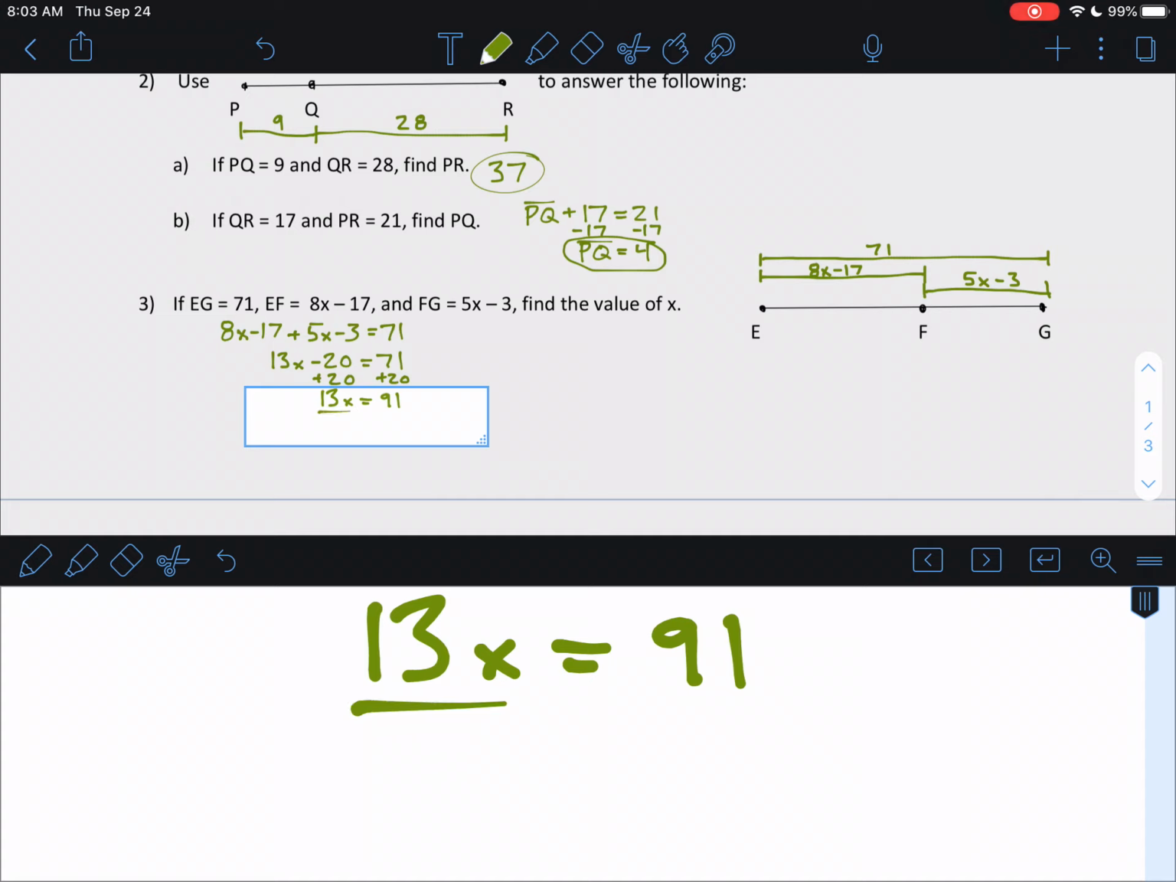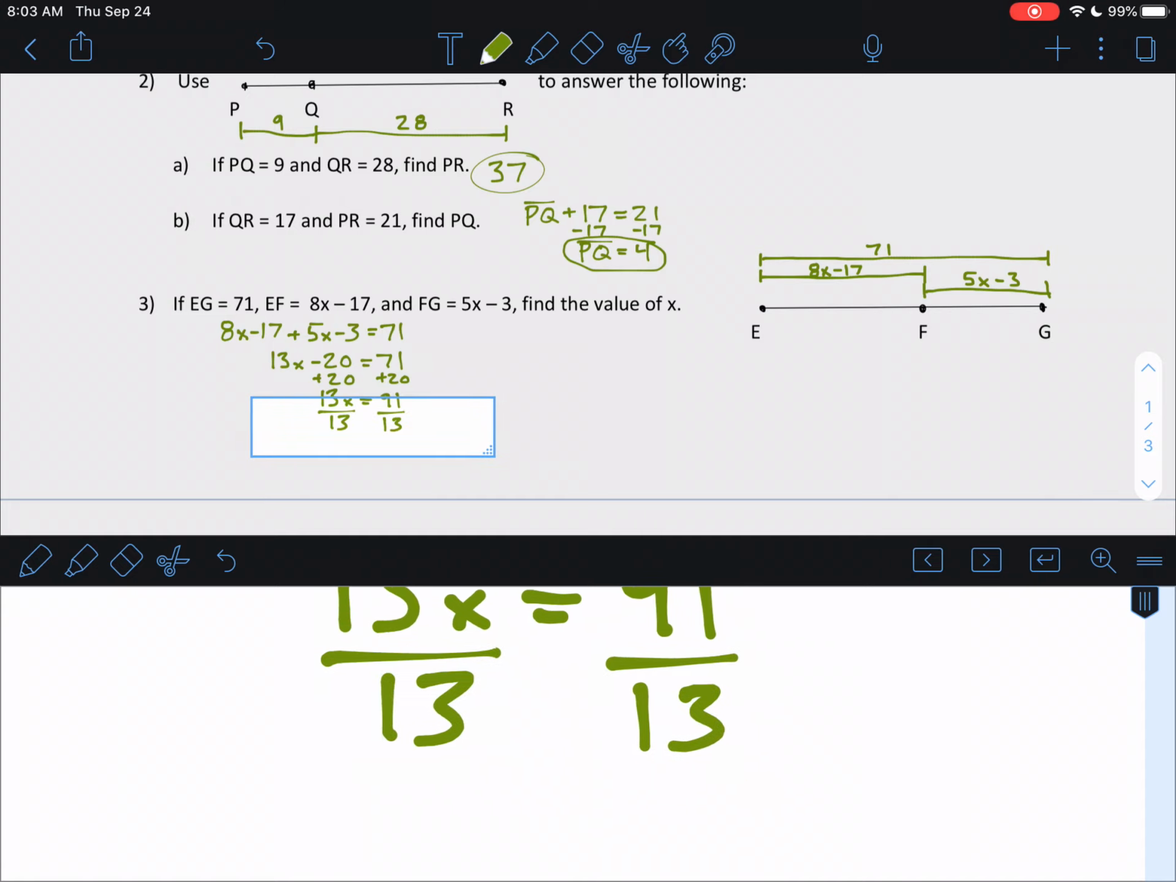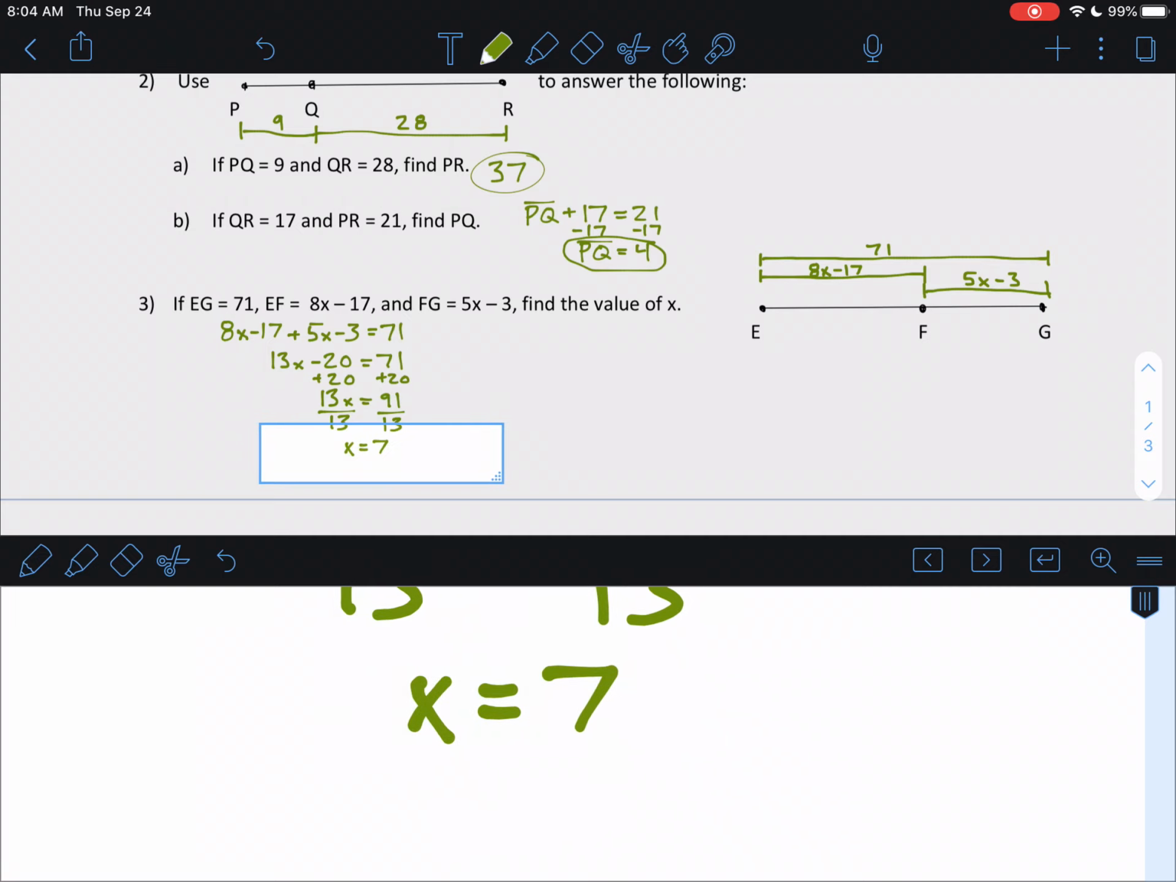And divide both sides by 13. And if you know your times tables, you'll know that 91 divided by 13 is 7. And it just asks us to find the value of x, so that's our answer. X is 7.